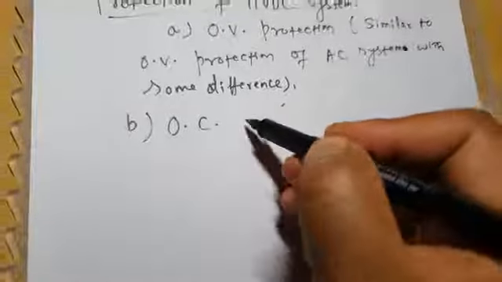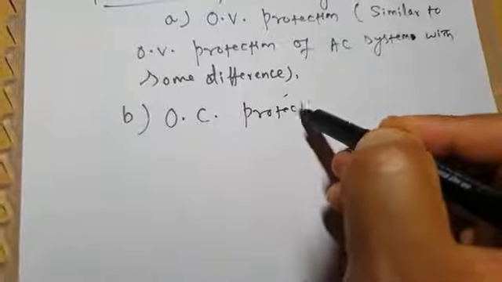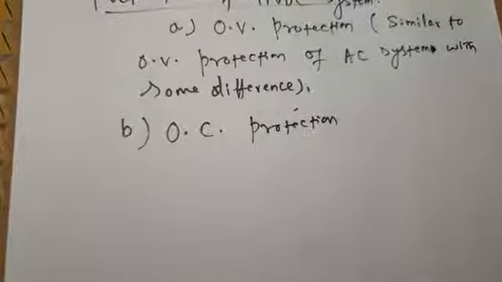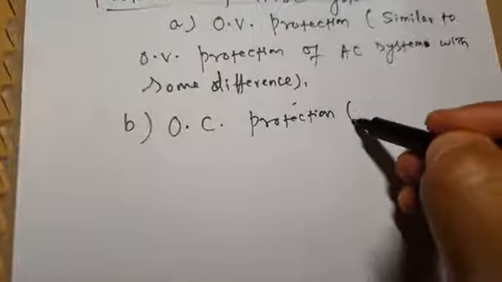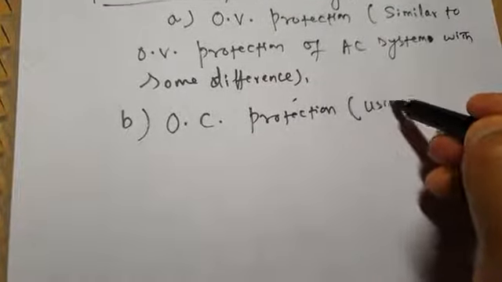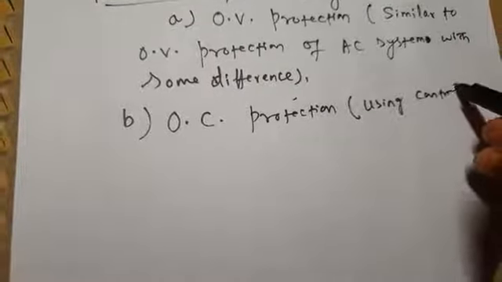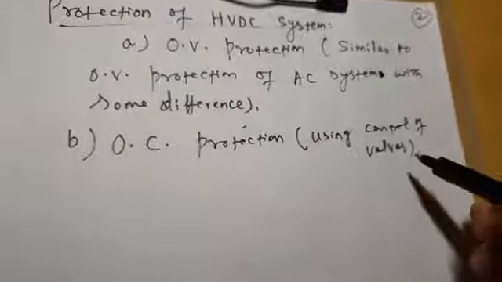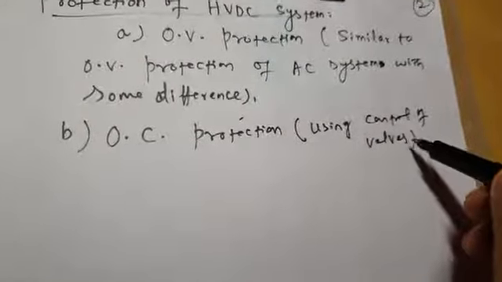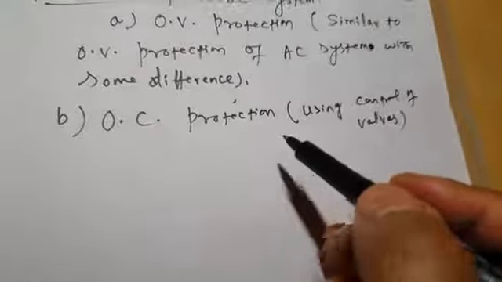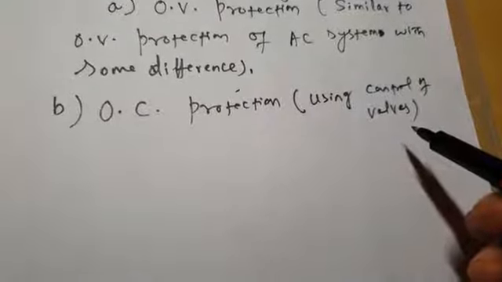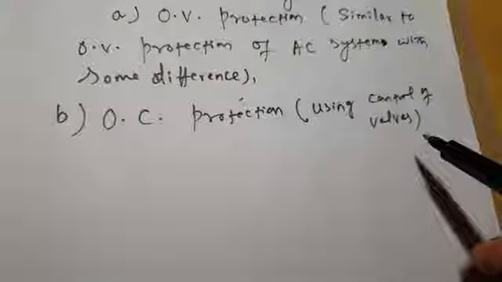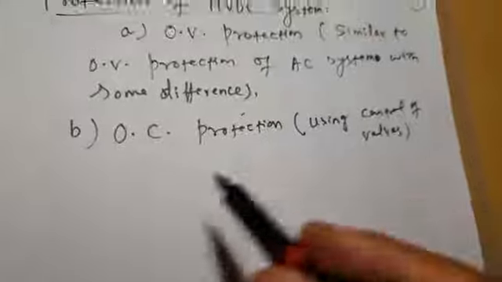Then we have overcurrent protection. Overcurrent protection in an HVDC system is not provided by circuit breakers, because we don't have circuit breakers in HVDC systems. So it is provided by control of valves. Our HVDC system is fitted with controllers, and those controllers control the firing of valves, and with the help of control of valves, overcurrent protection is provided. We have other methods also, like short circuit protection and pole differential protection. We will discuss that later on.